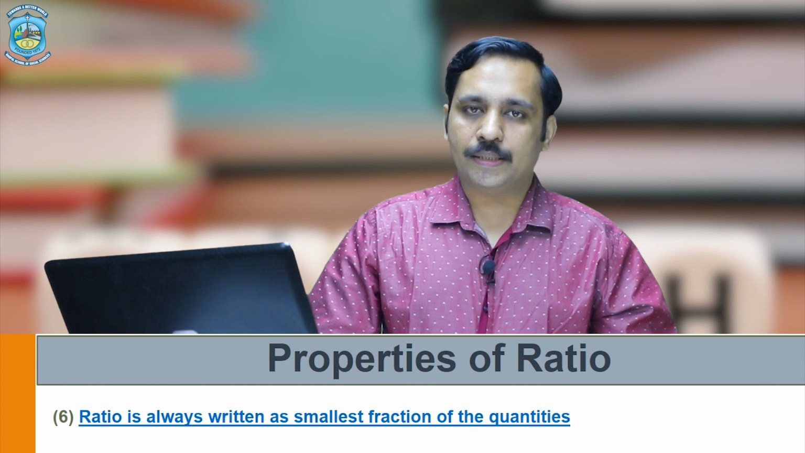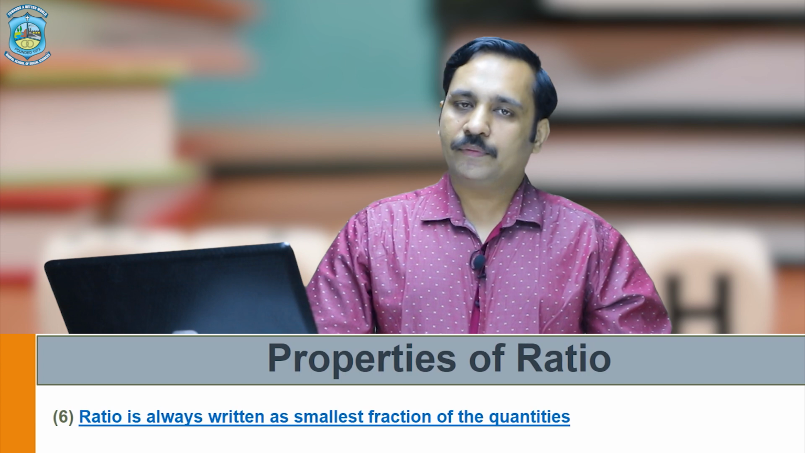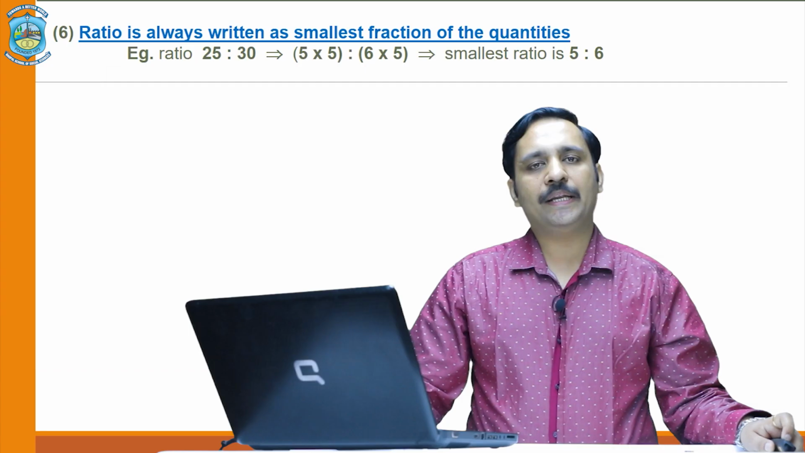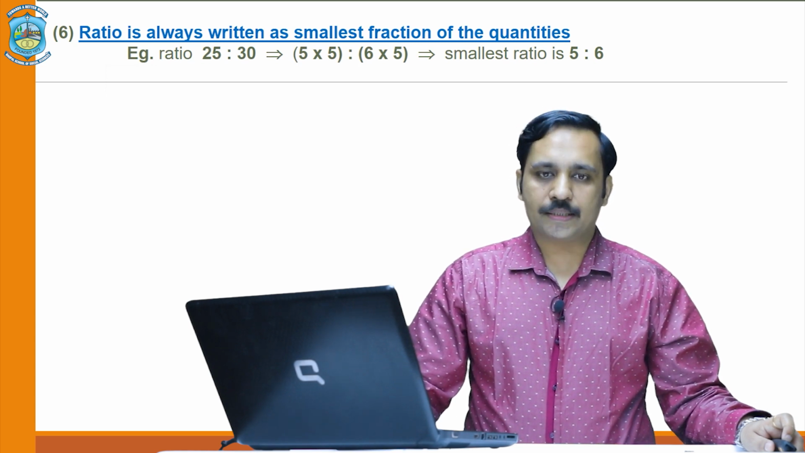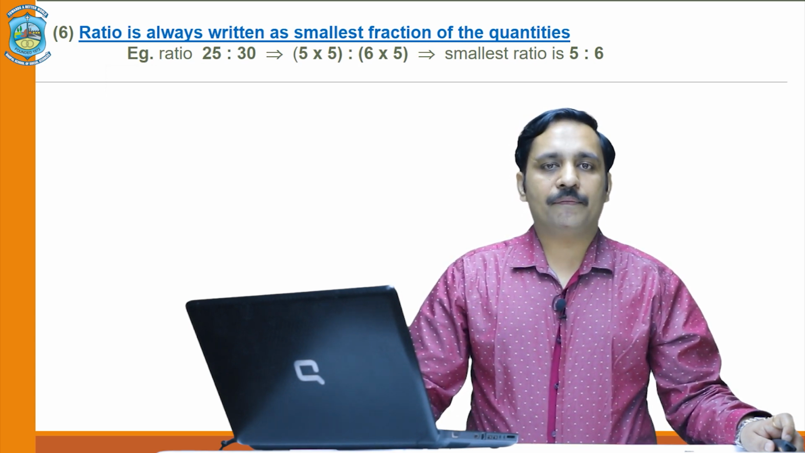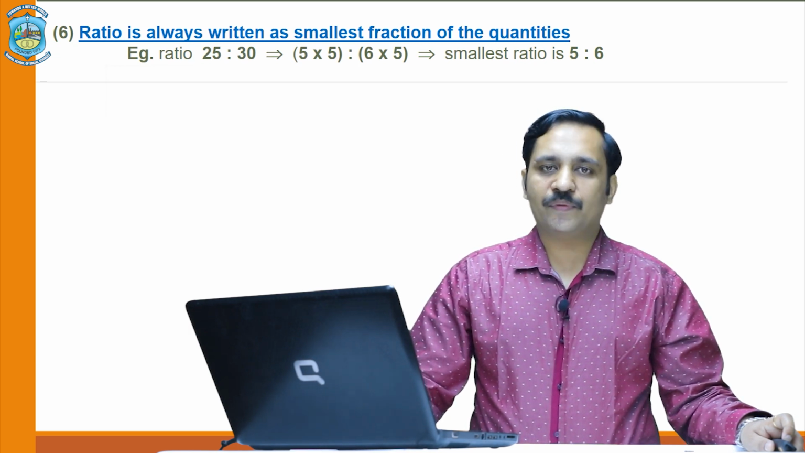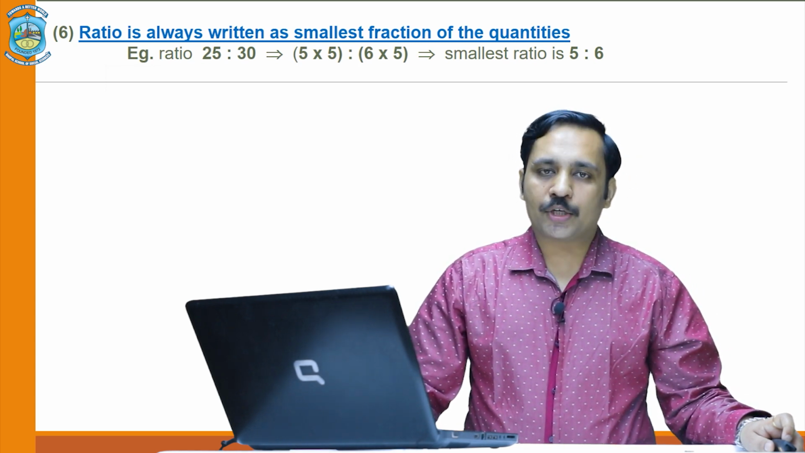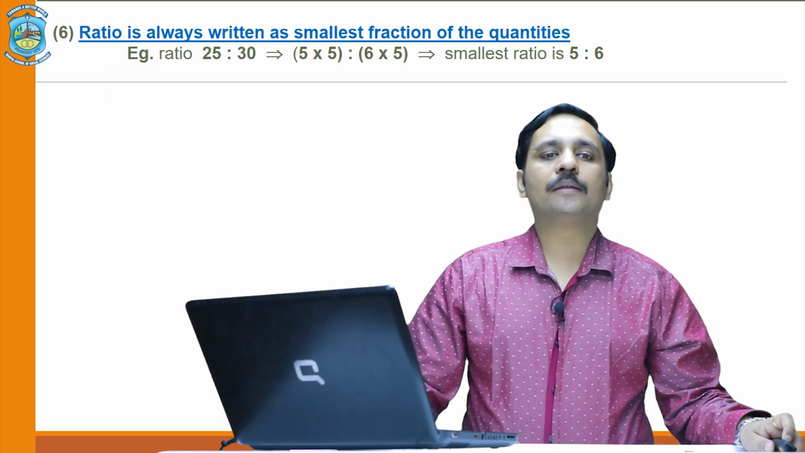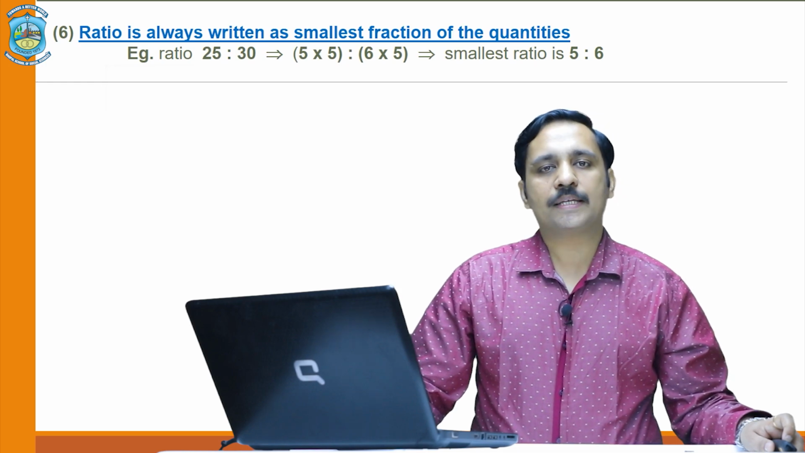Next, ratio is always written as smallest fraction of quantities. We always represent ratio in the minimum possible fractions. Take an example. We have a ratio 25:30. I can write it as 5 into 5 is to 6 into 5. Now here 5 is common in both, so I divide by 5 from the numerator as well as from the denominator. I get the ratio as 5 is to 6. This is the smallest fraction or smallest ratio I can represent the given ratio. Hence we say that ratio is always represented as a smallest fraction.